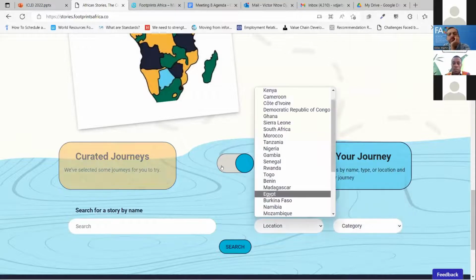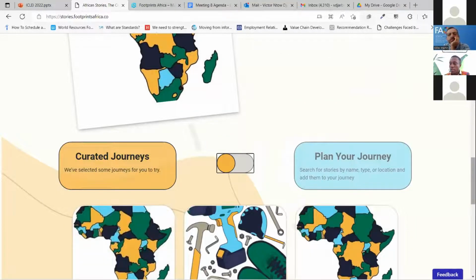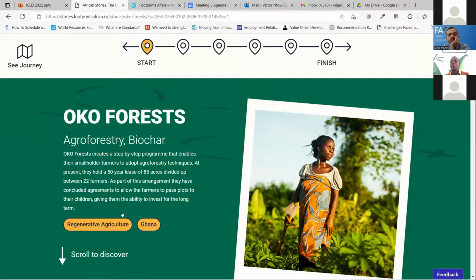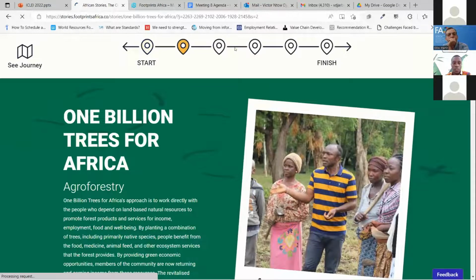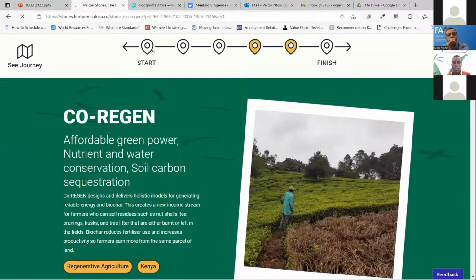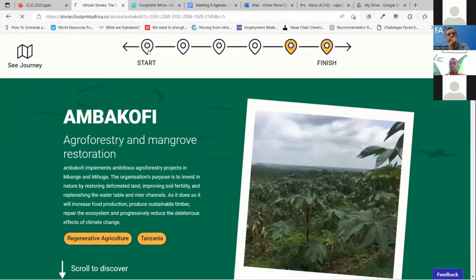So just going back and maybe going through one, so that it's easy for us. I would start with regenerative agriculture, since it's almost in line with what we're discussing so far. When you look at the top, this is a way for you to navigate through the case studies. There are usually about 6 different case studies in each journey. You could navigate through just to look at them, or you could take it one at a time. Let's start with Oco Forest.